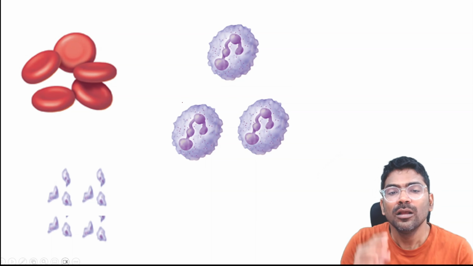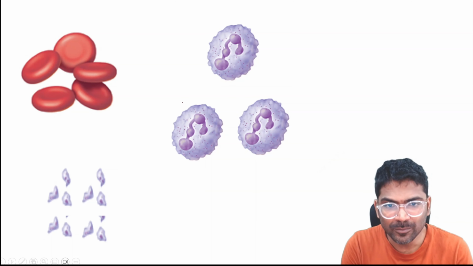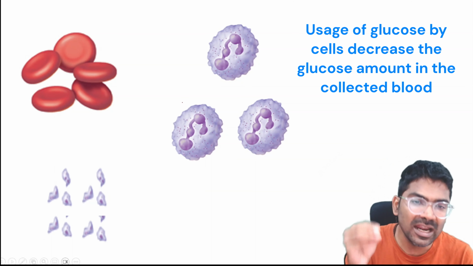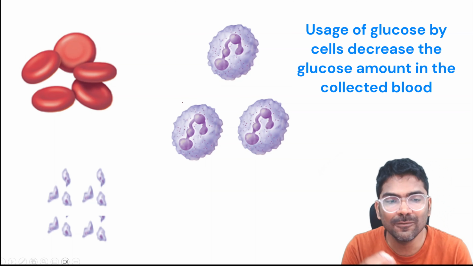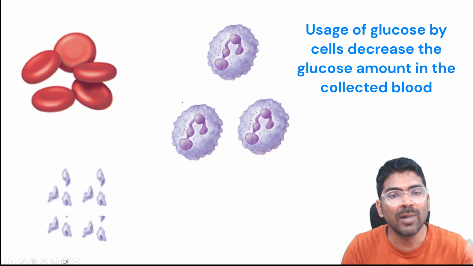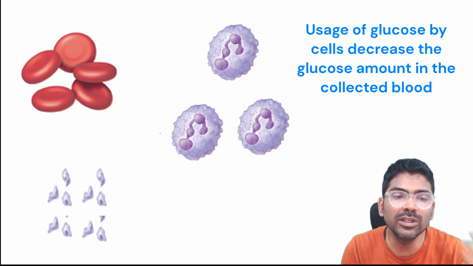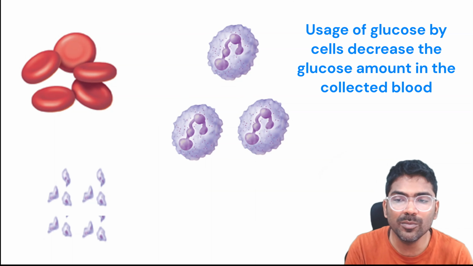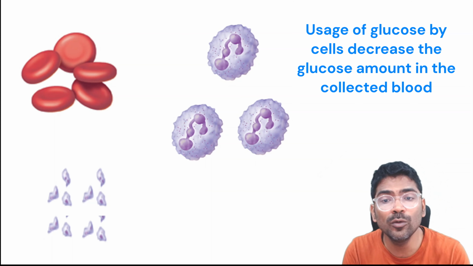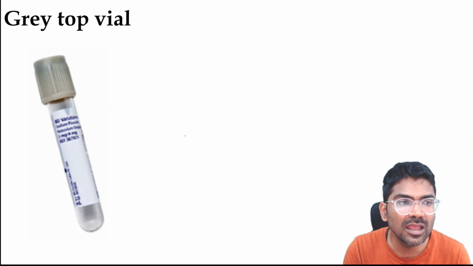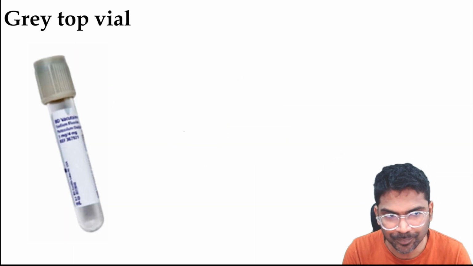So, after a certain period of time, once you centrifuge and separate plasma and analyze the level of blood glucose, by that time these cells would have utilized blood glucose. So there will be a falsely low value of glucose. So to prevent that, we collect blood for glucose estimation in a gray top vial.